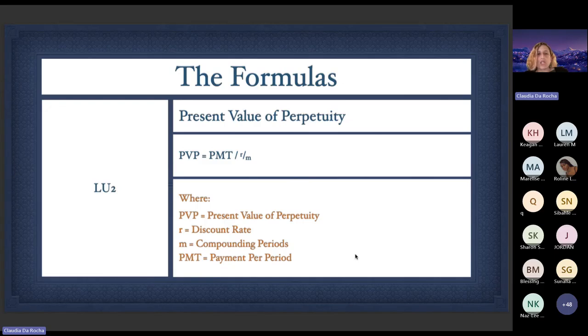And again, in your textbook, they didn't factor in compounding. So again, with compounding, you need to divide your R by M. Okay, same principle. Whenever there is M or compounding periods, you divide your discount rate by M and you multiply your N by M. No matter what formula you're using, no matter if you're using a financial calculator either. Same principle every time. Okay.